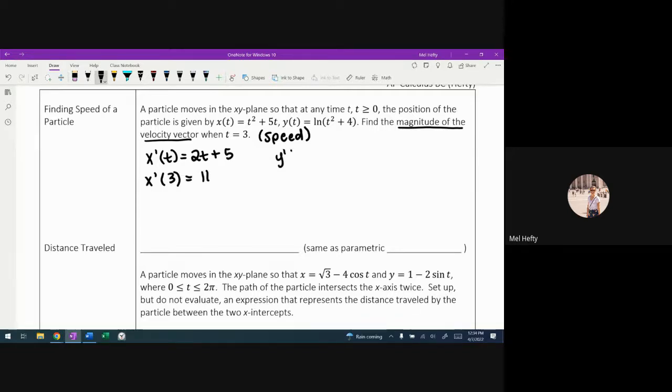Can you guys find y prime? Actually, let's just do it together. y prime. Who knows how to take derivatives of natural log? All right. Whatever's inside goes on the bottom. What's going to go on the top? I don't want to put a 1 there. All right. We're going to chain rule. So the derivative of the inside. So my favorite thing to say, 2t.